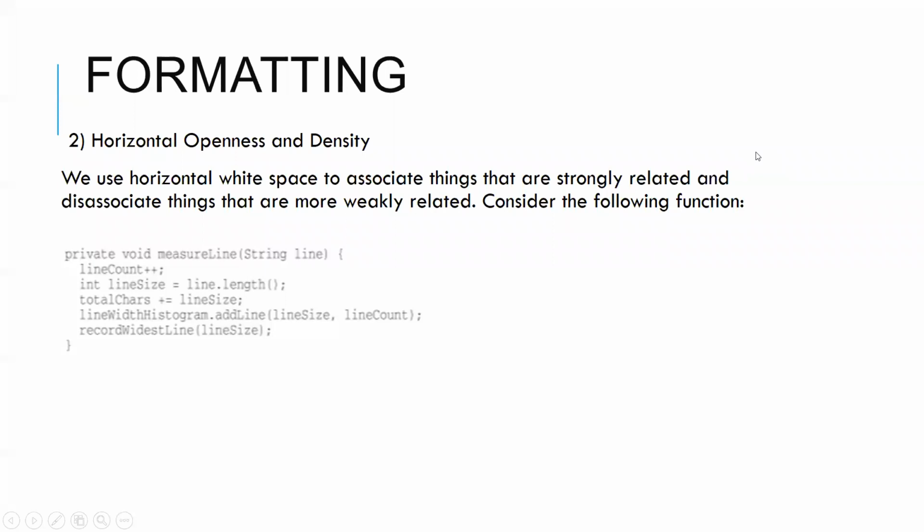Also regarding formatting of the code, horizontal openness and density should always be taken into care. We use horizontal white space to associate things that are strongly related and to separate things that are more weakly related.